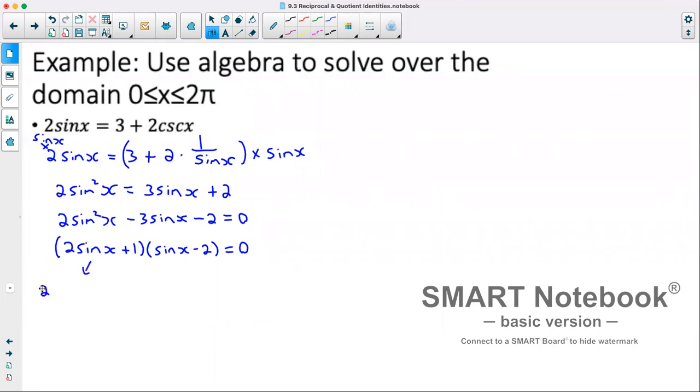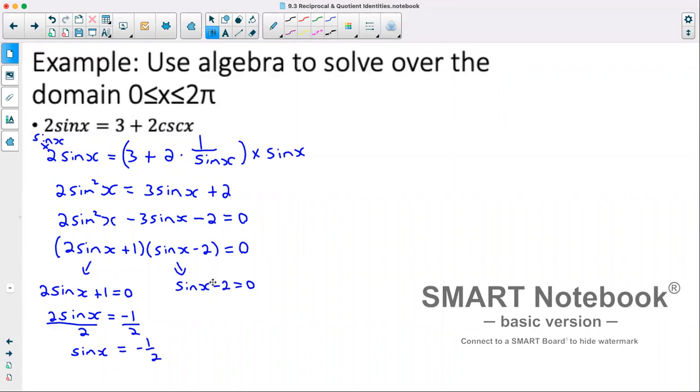So I'll have 2 sine of x plus 1 equals 0. And I have this one where I'll have sine of x minus 2 equals 0. We look at the first one, and first thing I would do is move the 1 to the other side. So we've got 2 sine x equals -1. Divide both sides by 2. So that gives us sine x equals -1/2. We will then draw this out on a coordinate grid and find what angles this corresponds to. But first we'll deal with this other one as well.